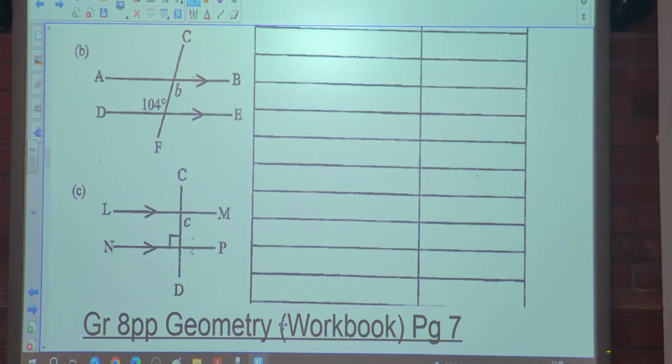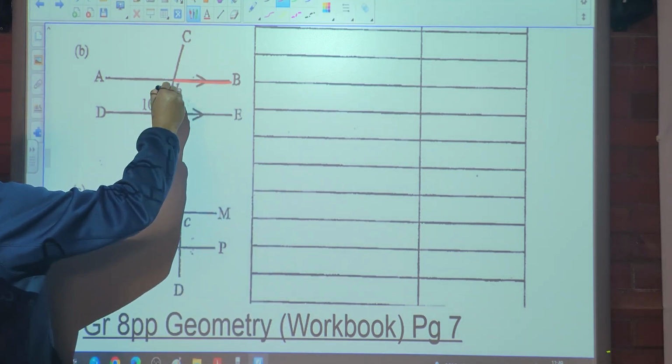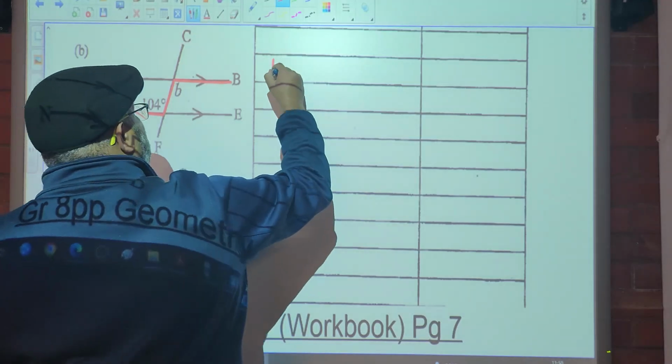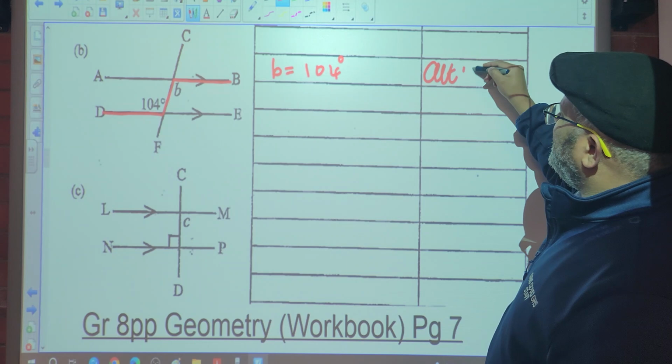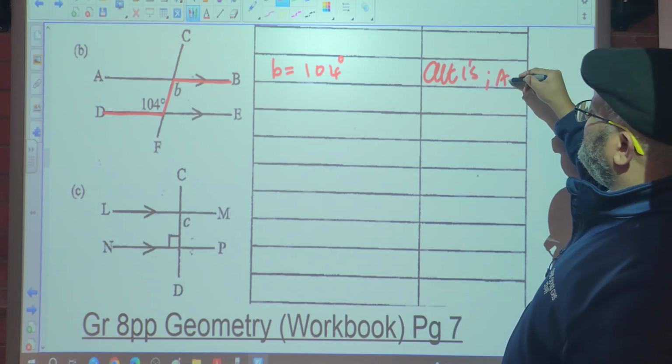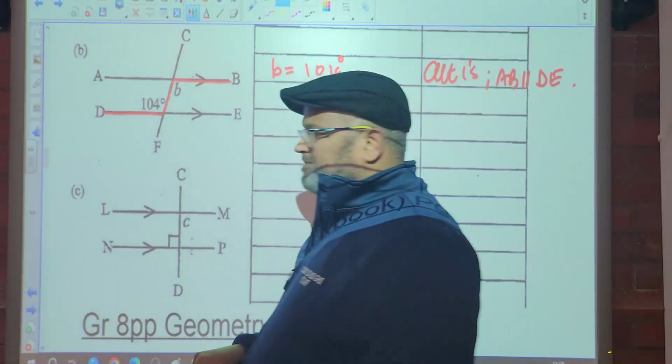How do you calculate B? Again, alternate angles. The Z is lying that way now. So B is equal to 104. Why? Alternate angles with AB or BA being parallel to DE or ED.